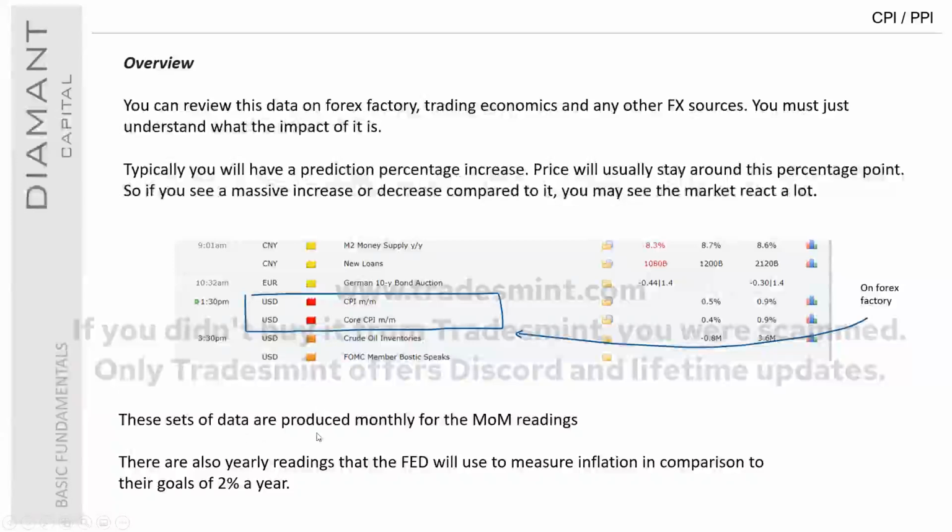These sets of data are produced monthly for the month-on-month readings. But you've also got other readings such as quarter on quarter and year on year. There are also yearly readings that the Fed will use to monitor inflation in comparison to their goal of 2% a year. If you remember back to the inflation lesson, the Fed and other central banks always aim for inflation of 2% a year because this is healthy. It promotes economic activity to grow, because of course you need that inflation. But any more than that can be harmful to the economy and also to the consumers.